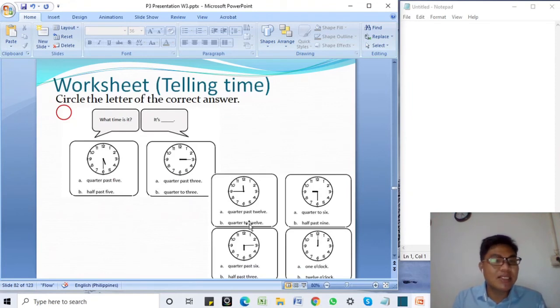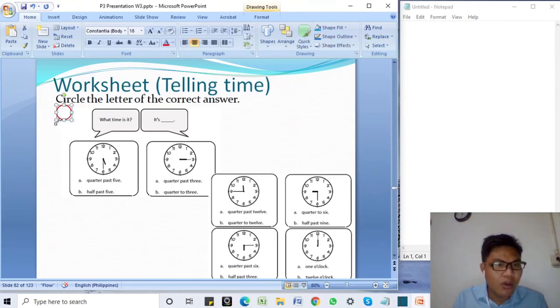Okay, so this is the worksheet. So for the instruction, you have to encircle the letter of the correct answer. So you have to look at the figure of the clock and you have to tell what time is it. So in this picture, what time is it? What do you think is the right answer? So if you know the right answer, you have to encircle it. If B is the correct answer, you have to encircle the letter B.